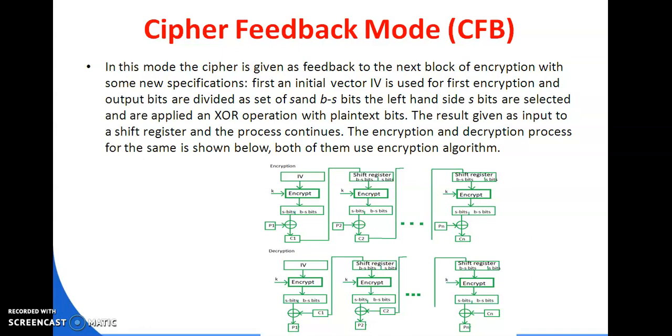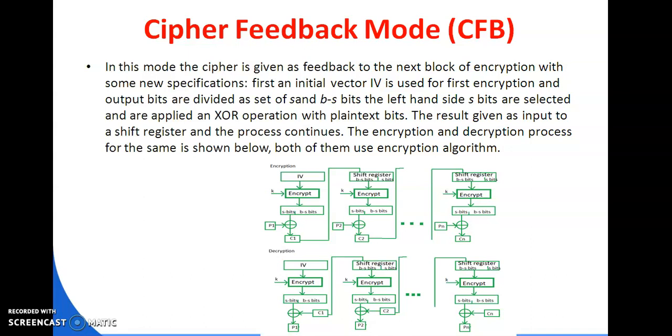It is encrypted in the first step to produce a corresponding 64-bit ciphertext. Next, in the second step, the leftmost J bits of the encrypted initial vector IV are XORed with the first J bits of the plain text. This produces the first portion of the ciphertext, C1.